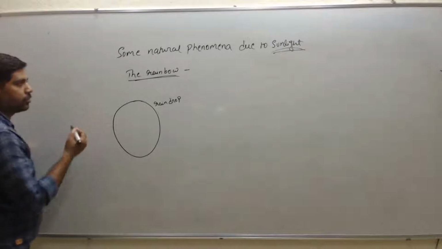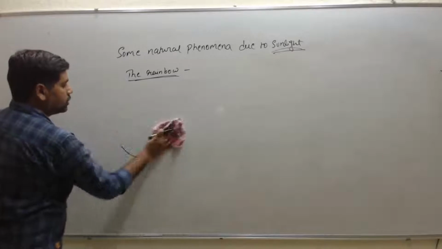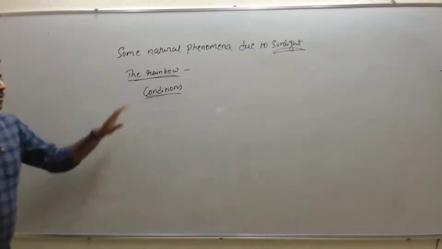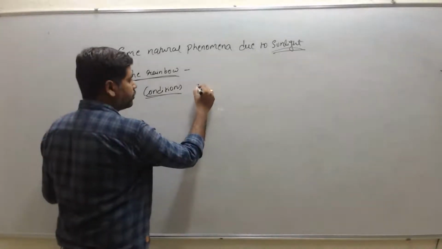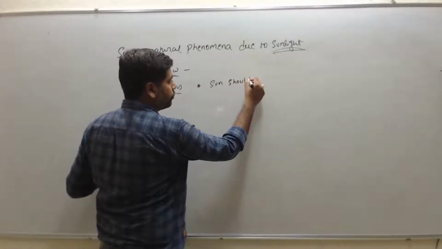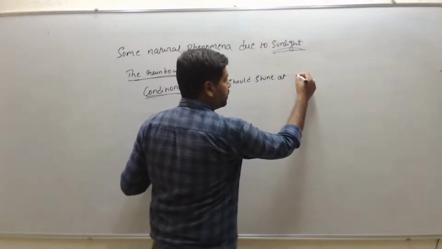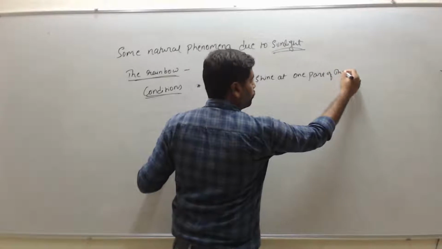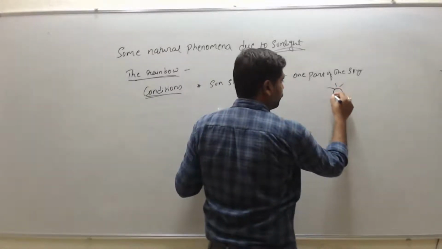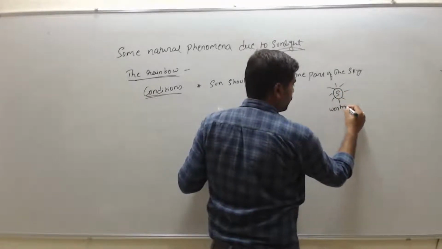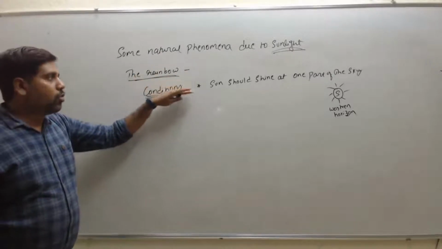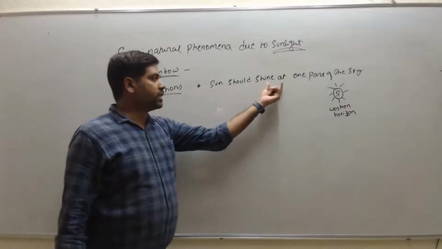Before going to study this, the conditions: on what conditions will the rainbow appear? The first condition is that the sun should shine at one part of the sky. Here we are considering the sun at the western horizon. So the conditions for the formation of a rainbow are that the sun should shine at one part of the sky.